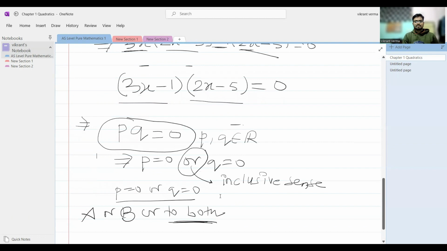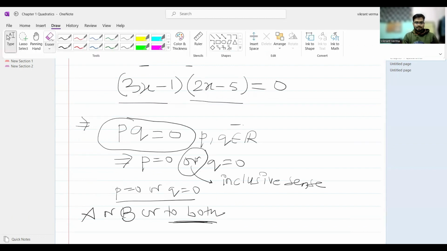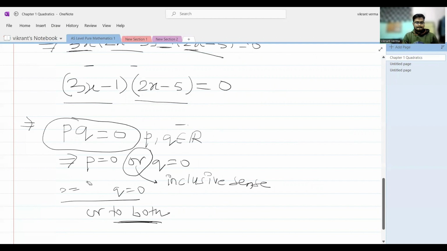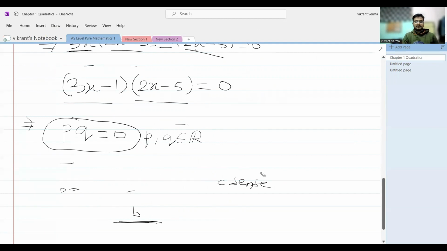So our next step. Let me erase this thing here. So when the product of two numbers is zero, at least one should be zero. This was the idea.